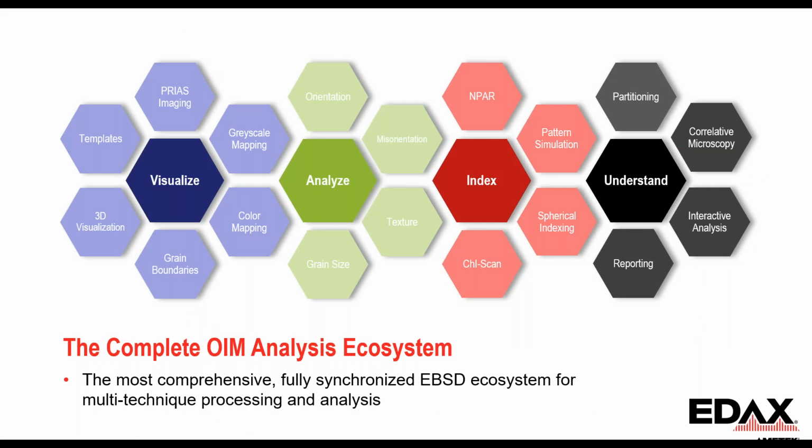Collecting the data is the first part of understanding EBSD, but we need to do something with that data. And so this is just a little schematic showing the main things of OIM analysis. We have a number of different things we can do in terms of mappings and visualization. We can analyze things like orientation, misorientation, texture. I'll jump to the right. We can understand through partitioning and reporting.